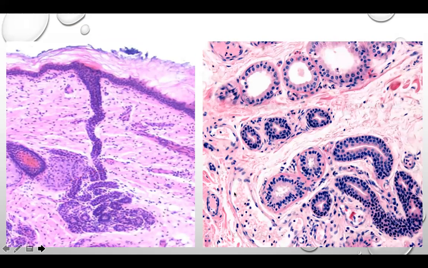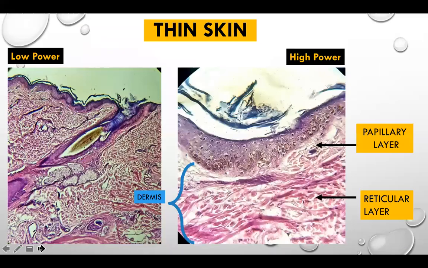This is also an example of your sweat glands. If you notice, there's dark staining structure. We will compare this one to another gland in the dermis.